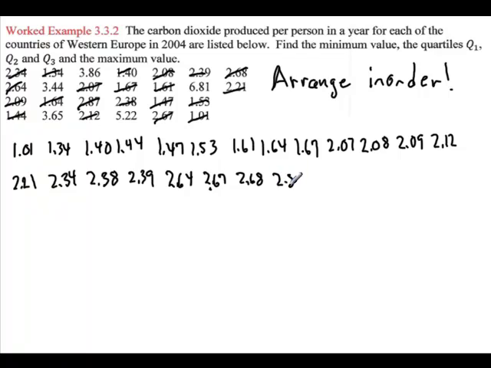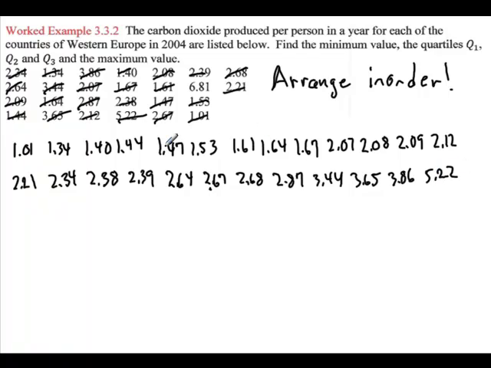And last but not least, we'll get our higher values, our 3's, 3.44, 3.65, 3.86, and finally 5.22. Okay.